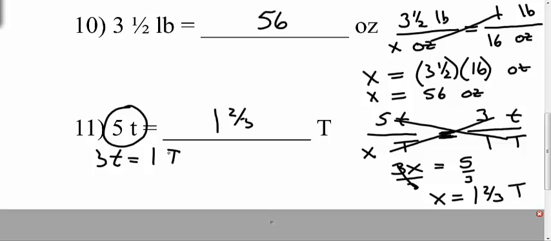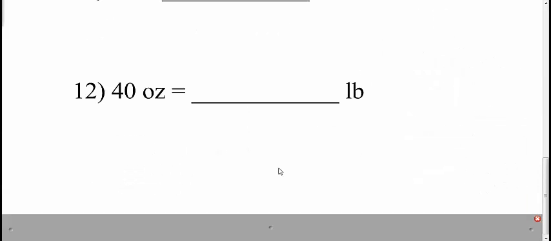And we knew the answer was going to be 1 and 2/3 tablespoons because we knew 3 teaspoons was 1 tablespoon, and we knew 6 teaspoons was 2 tablespoons. So if we had 5 teaspoons, that falls between 3 and 6, so we knew our answer was going to fall between 1 tablespoon and 2 tablespoons. For the very last problem, we have 40 ounces is equal to how many pounds?